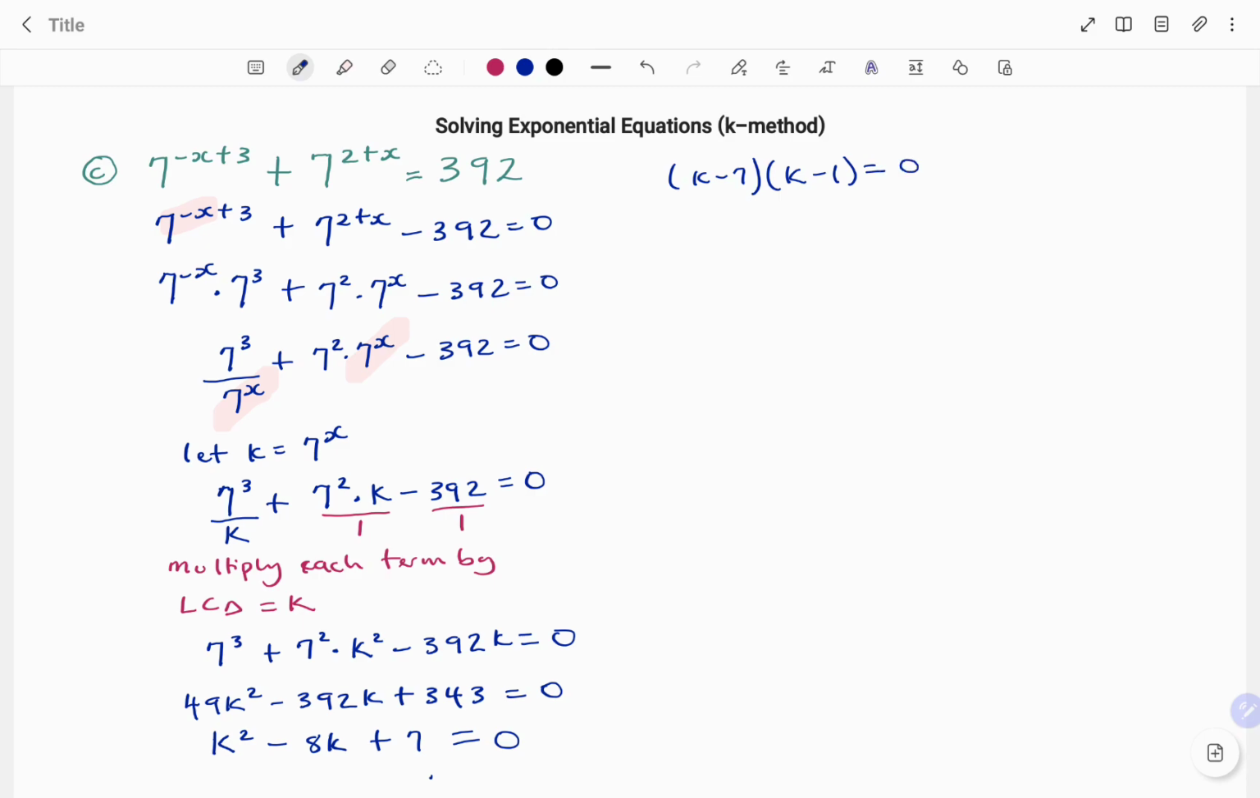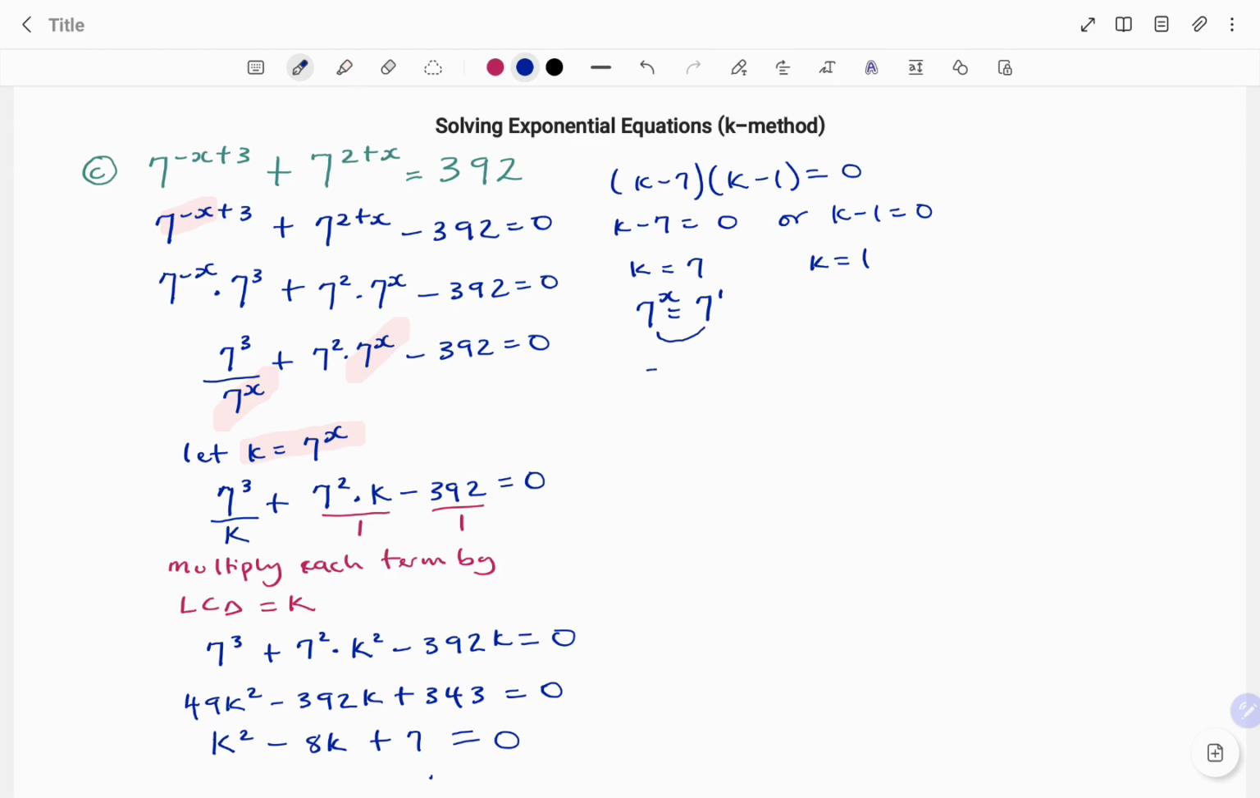To solve for k, I have k minus 7 equals 0, or k minus 1 equals 0. Therefore, k equals 7, or k equals positive 1. Remember, we said let k equal 7 to the power of x. So replacing our k, we have 7 to the power of x equals 7. To the power, there's an invisible 1. Therefore, because the bases are the same, I'm going to equate the powers. So my x equals 1.